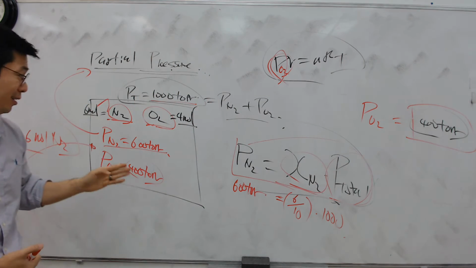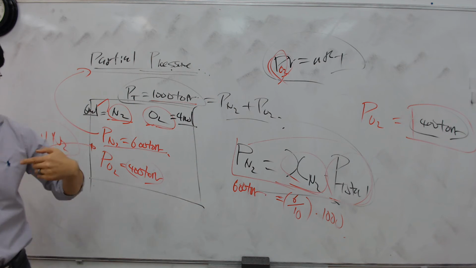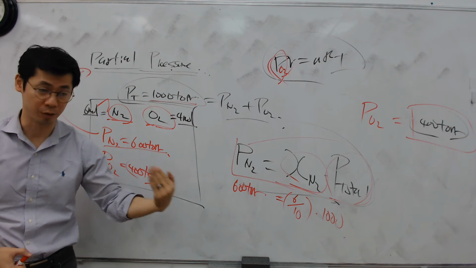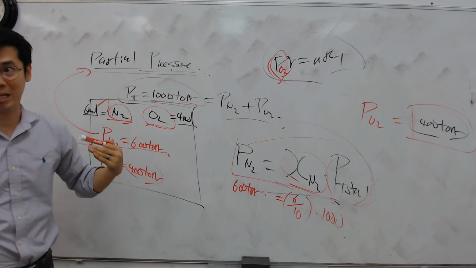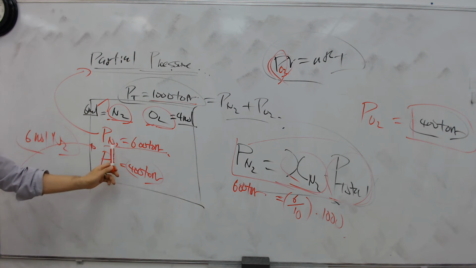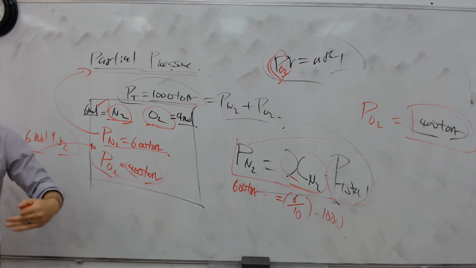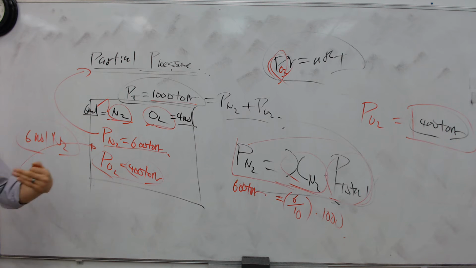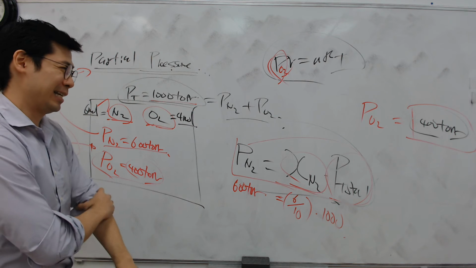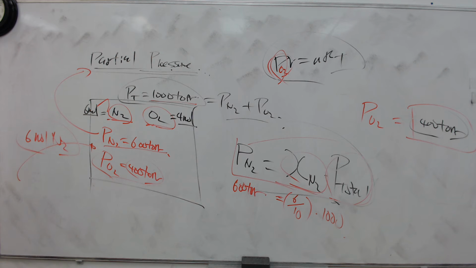Because they exert pressure independent from each other. Which means I didn't do anything for the O2 gas, so the pressure should not change at all. You know what I'm saying here? So that's the understanding of partial pressure of the gases. You have to treat them separately. So yes, 400. I didn't change a single thing about this.